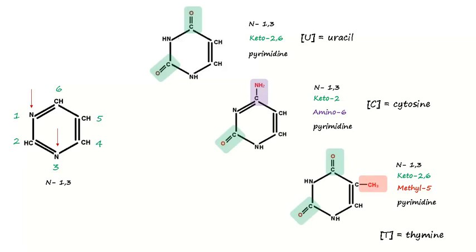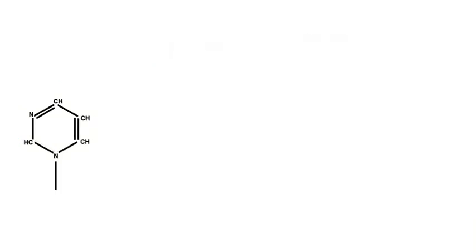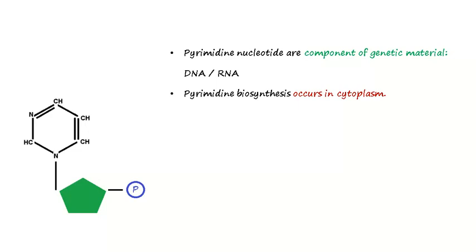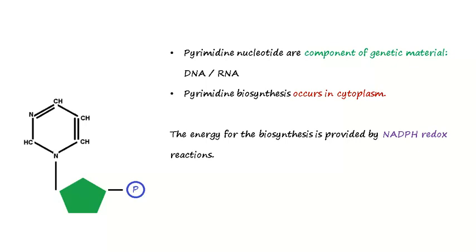If the base forms a compound with a ribose sugar and a phosphate group, it becomes a pyrimidine nucleotide. Pyrimidine nucleotides are components of genetic material, DNA or RNA. Pyrimidine biosynthesis occurs inside the cytoplasm, and the energy for it is provided by hydrogenated nicotinamide adenine dinucleotide phosphate.